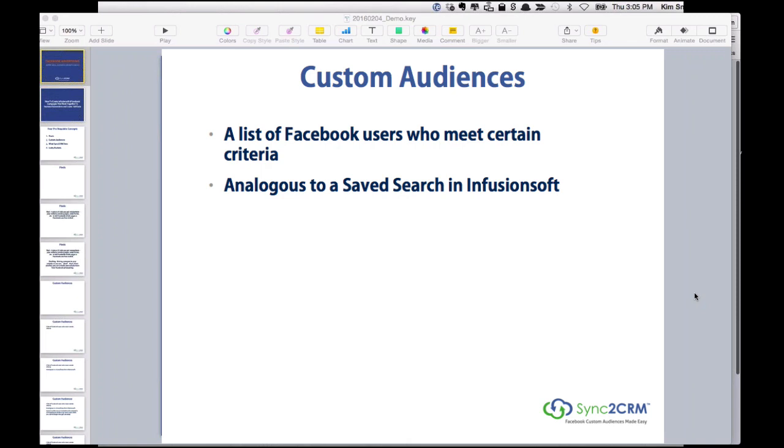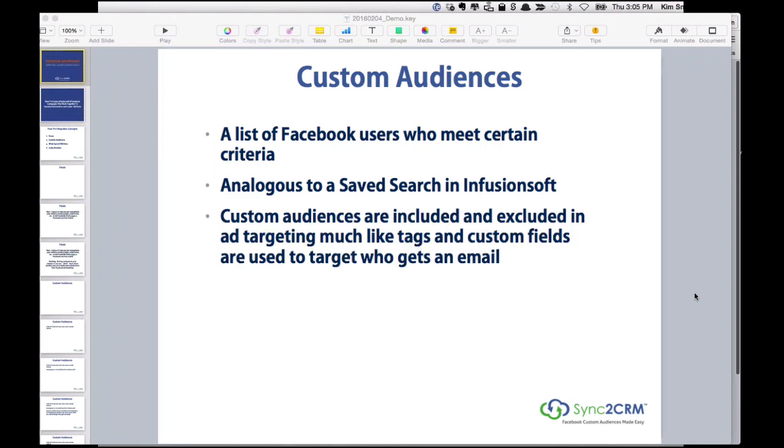And then as you're going to see, what we do with these custom audiences is we include them and exclude them in our ad targeting. We say show this ad to people who are in this custom audience but not in this one, for example, just in the same way that we would use tags and custom fields to say send this email to someone who has this tag but not this one, but send this other email to this other group who has both of these tags. It works exactly the same, okay?